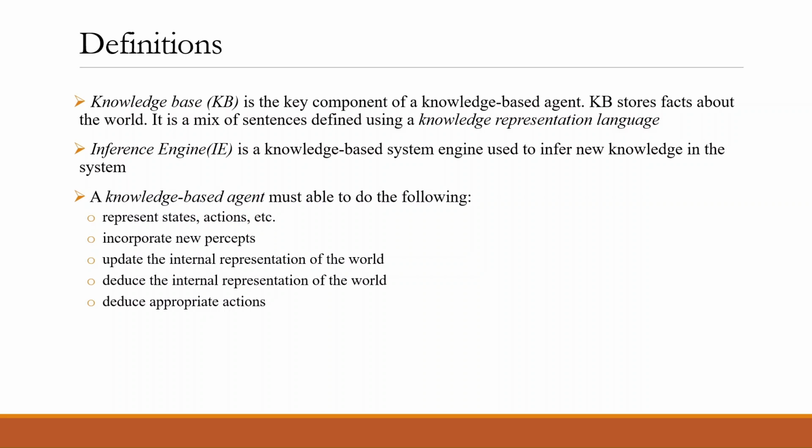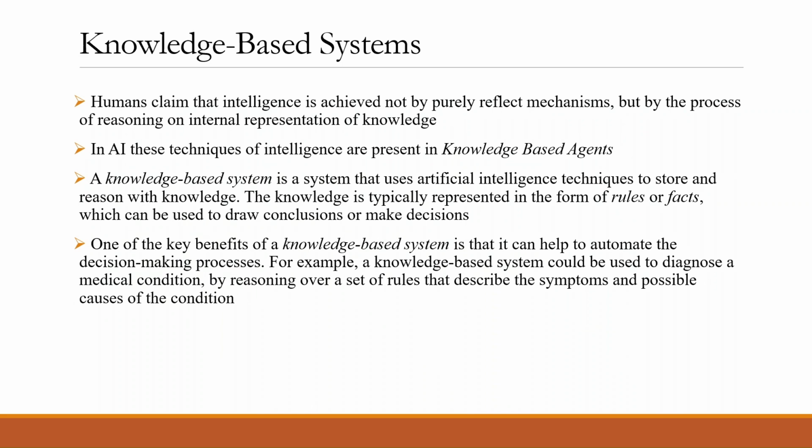A knowledge-based agent must be able to do the following actions: to represent the states, actions, and other aspects of the world, to incorporate new percepts, to update the internal representation of the world, to deduce the internal representation of the world, and to deduce appropriate actions. Now, humans claim that intelligence is achieved not by purely reflex mechanisms, but by the process of reasoning on internal representation of knowledge. In artificial intelligence, these techniques of intelligence are present in knowledge-based agents.